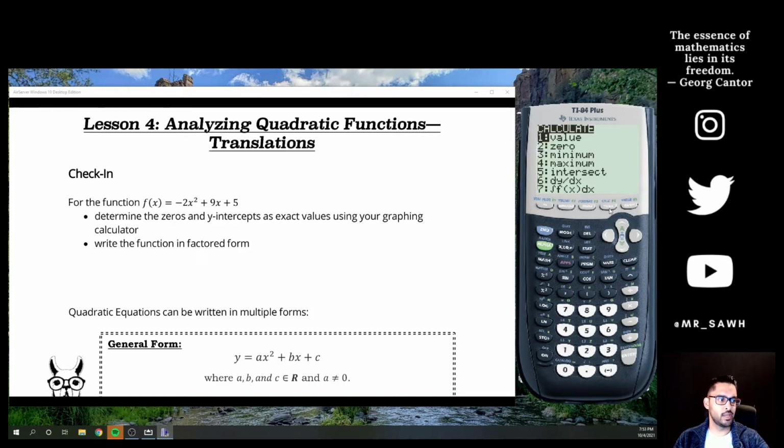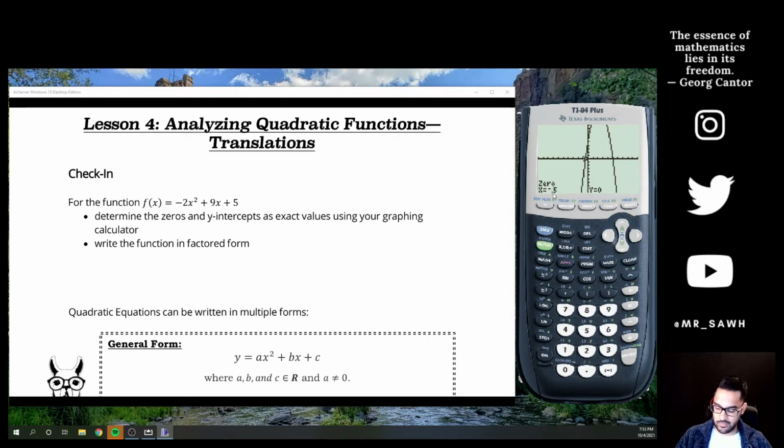So second trace, option number 2 is 0, and you can find your left bound and right bound. So left bound, as long as you're below, it'll give you a triangle on the left side of that 0. Right side, just above it. So there's one of my zeros when x is negative 0.5.